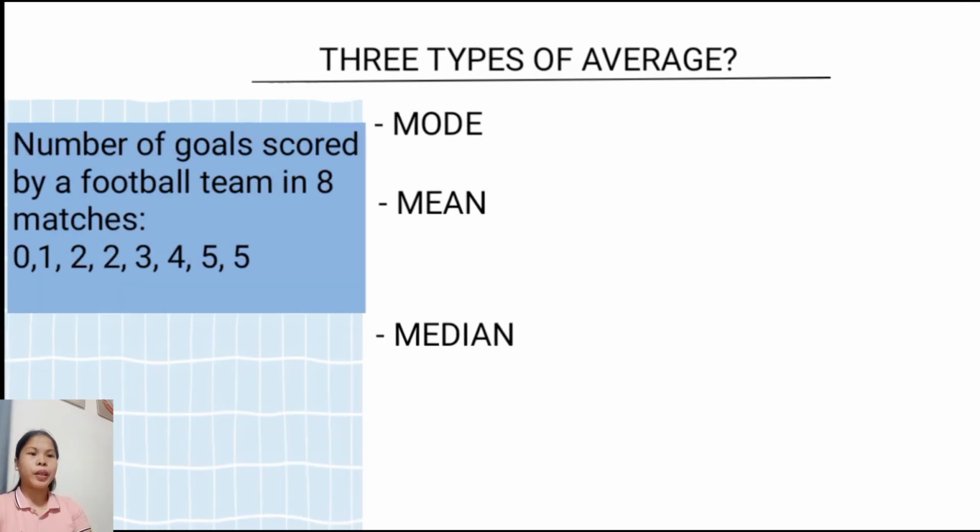Let's have another example. The number of goals scored by a football team in 8 matches. We have 0, 1, 2, 2, 3, 4, 5, 5. Since 2 and 5 keep on appearing twice, we can say that the modes are 2 and 5. It is called bimodal because we have two modes.